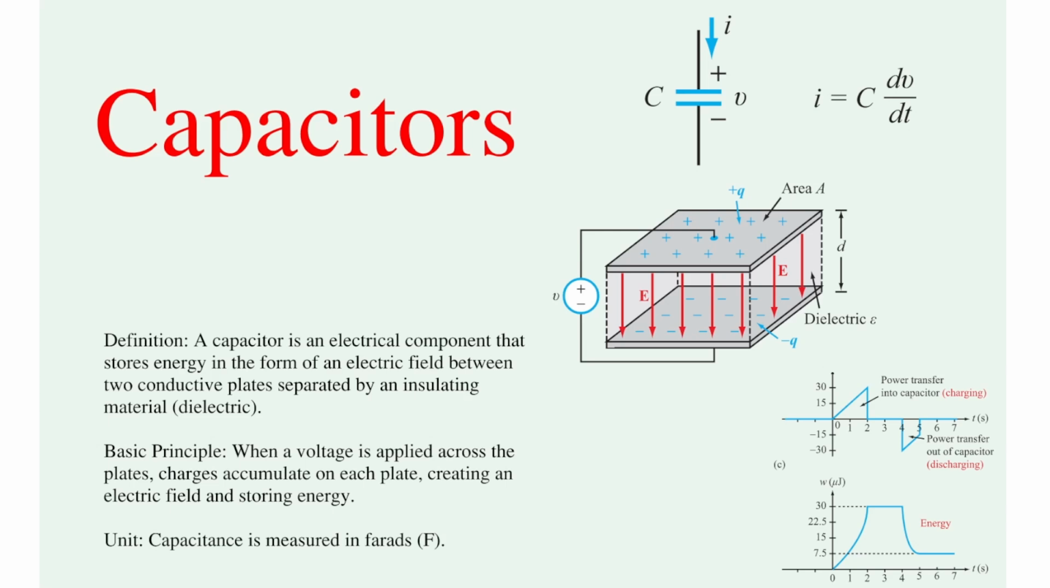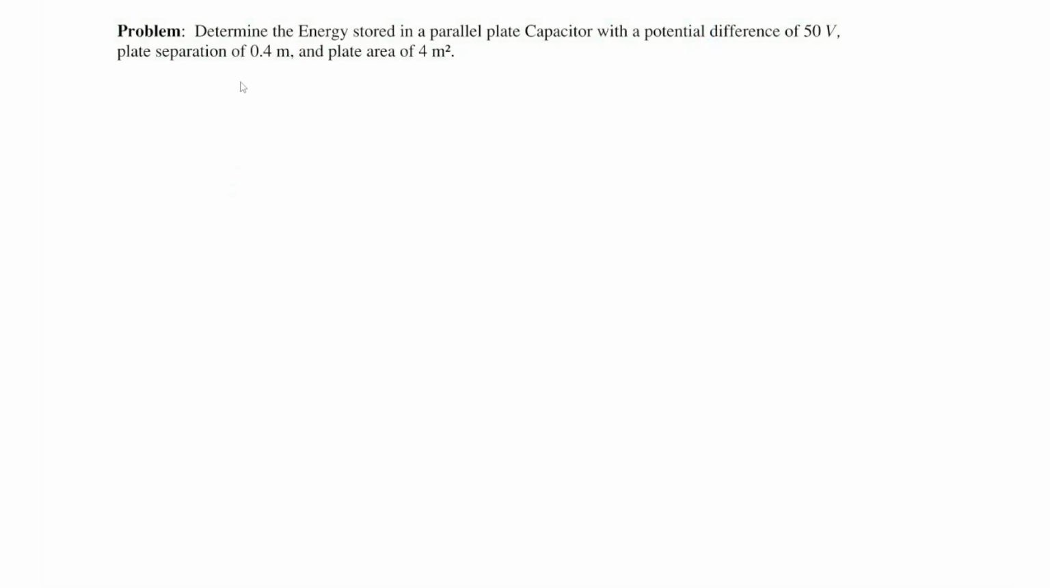Now, let's get started. For this problem, we are asked to determine the energy stored within a parallel plate capacitor with a potential difference of 50 volts, plate separation of 0.4 meters, and a plate area of 4 meters squared.